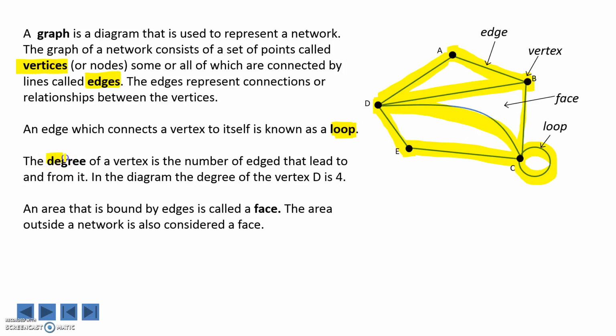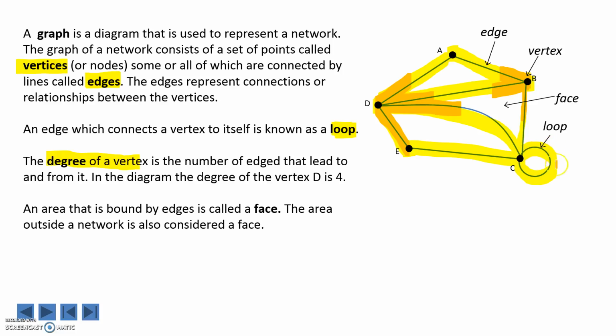The degree of a vertex is the number of edges that lead to and from it. So for example, if we have a look at D, 1, 2, 3, 4 edges, so the degree of vertex D is 4. If we have a look at vertex B, 1, 2, 3, the degree of vertex B is 3.